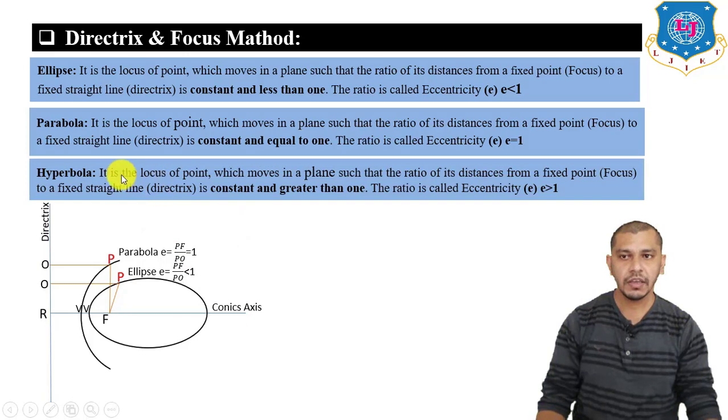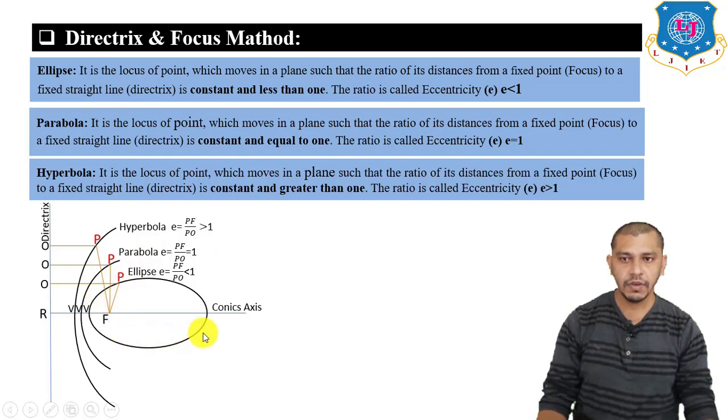Then hyperbola. It is a locus of a point which moves in a plane such that the ratio of its distances from a fixed point to a fixed straight line will remain constant and greater than 1, and this ratio is known as the eccentricity ratio, and it will be greater than 1 for hyperbola. So this will be the hyperbola and this will be the moving point, and the ratio of distances of the moving point from the fixed point to the fixed straight line will remain constant and it will be greater than 1 for hyperbola.